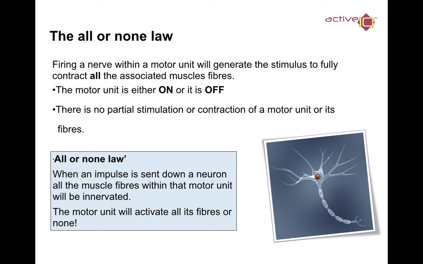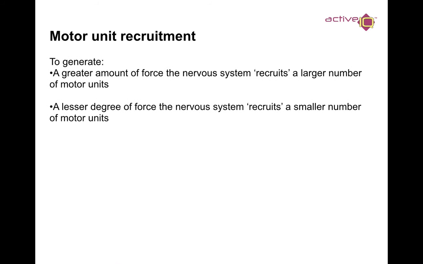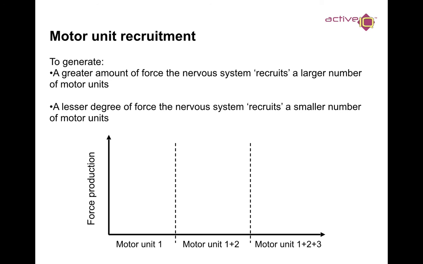So there's no partial stimulus or contraction of a motor unit or its fibers. When an impulse is sent down a neuron, all the muscle fibers within that motor unit will be innervated. The motor unit will activate all its fibers or none. Now you might think that's a bit strange, because you might think, well, how come my whole arm isn't moving every time I want to throw something, or why don't both my legs move when I'm trying to kick the ball? Okay, and that's because there are different motor units within each muscle.